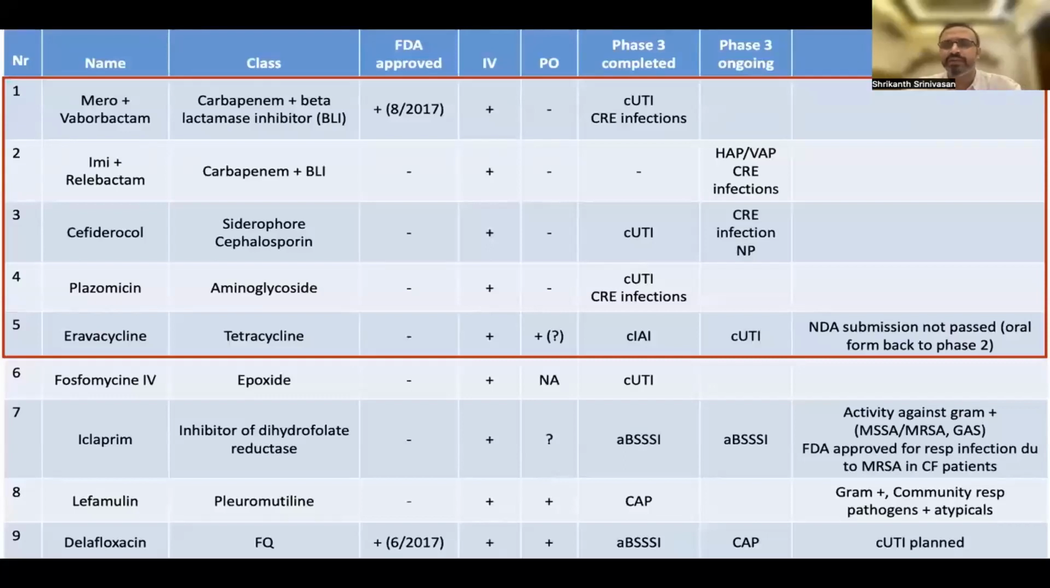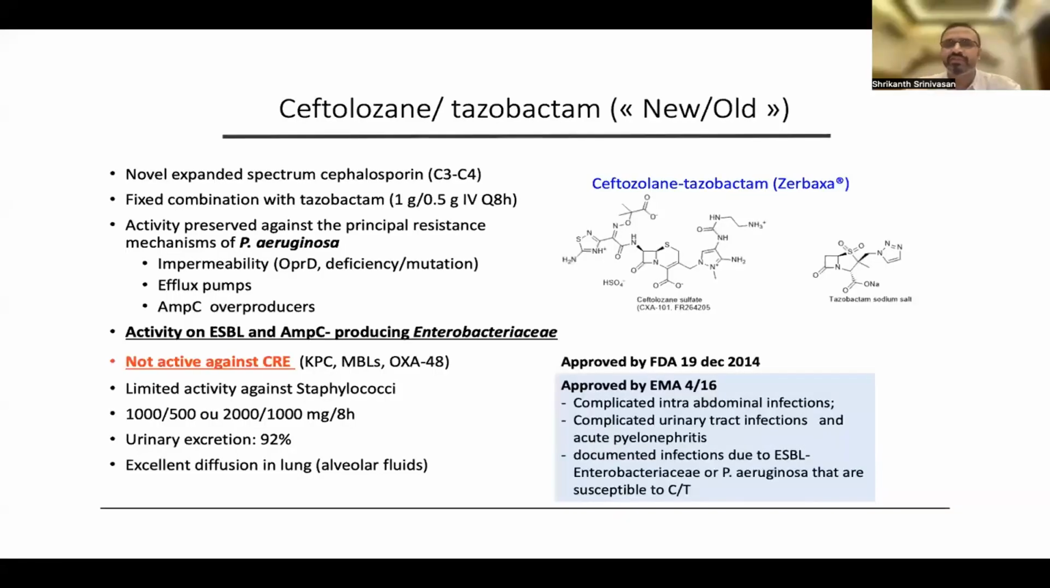Most of these studies have taken place in complicated UTI, carbapenem-resistant organisms, and complicated intra-abdominal infections. So the ongoing phase 3 trial is to expand the spectrum into healthcare-associated pneumonias, VAPs, and CRBSIs. So they are still work in progress, but a lot of information and a lot of trials have shown promising results. So let's start with the first one.